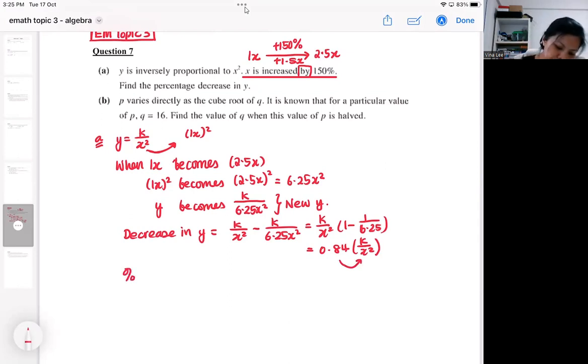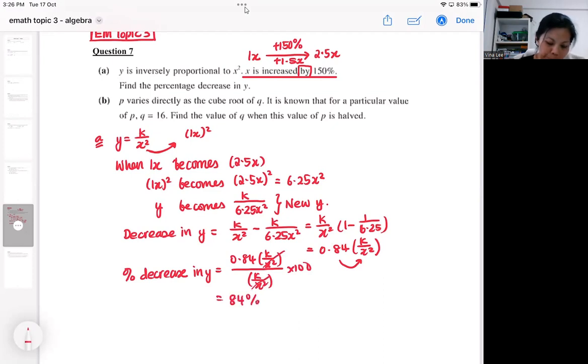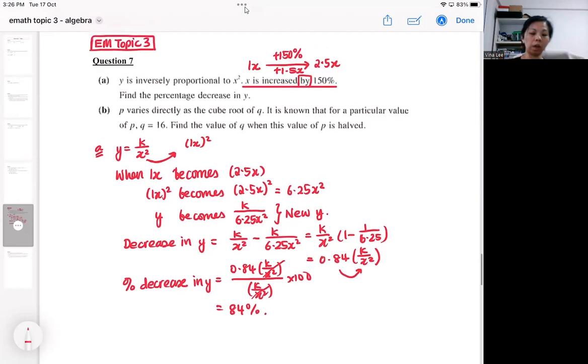If you want to calculate the percentage decrease, it will be 0.84 k over x squared divided by the original y, which will get cancelled away. And that's how you get the 84%. Most people should be okay with this. If you are still not okay with this, please look back at the procedure. Then I'm going to go to part B.